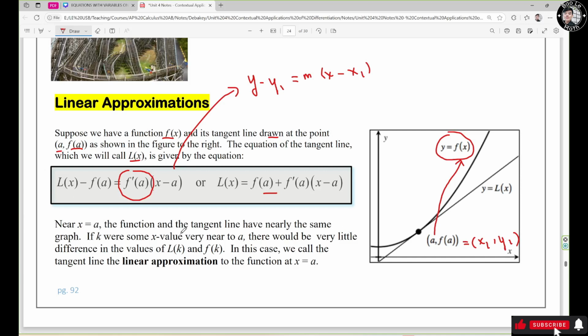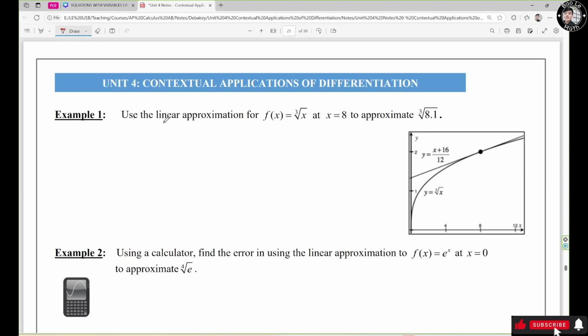Near x equals a, the function and the tangent line have nearly the same graph. If k were some x value very near to a, there would be very little difference in the values of L(k) and f(k). In this case, we call the tangent line the linear approximation to the function at x equals a. Now let's take a look at the first example. Use the linear approximation for f of x equals cube root of x at x equals 8 to approximate cube root of 8.1. Basically we need to write the equation of the tangent line.